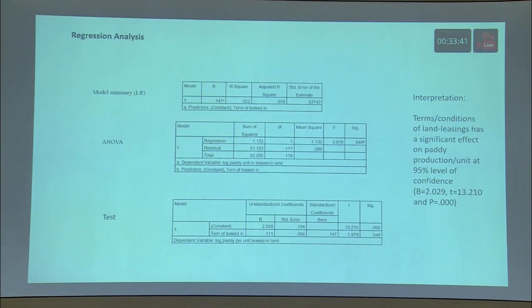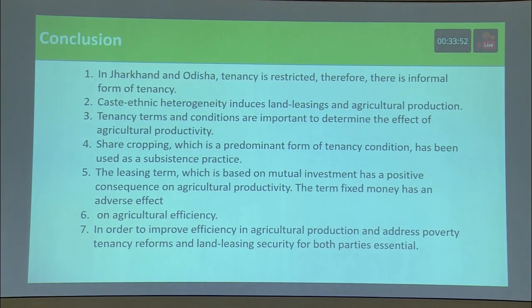So this is an ideal practice being followed, especially in this context. Another interpretation: the terms and conditions, I've already explained how important they are, especially the share of produce, which is a very ideal condition. So finally, my conclusion: in Jharkhand and Odisha, tenancy is restricted. Tenancy terms and conditions, which I have not explained here, are important to determine the effect on agricultural productivity. Especially, we must empathize with people who are on share of produce. I must say that the traditional practice of share of produce as a leasing term is a very ideal type.